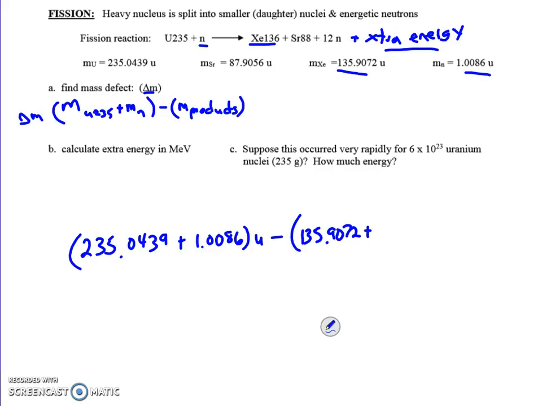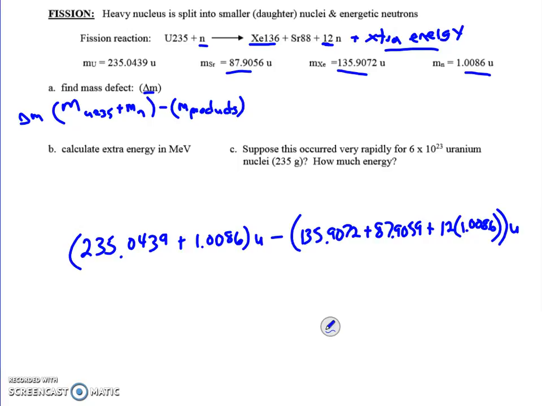135.9072 plus strontium-88, 87.9056 plus 12 neutrons. So I could do 12 times 1.0086, put double parentheses around that. And you've got to punch those numbers in your calculator.